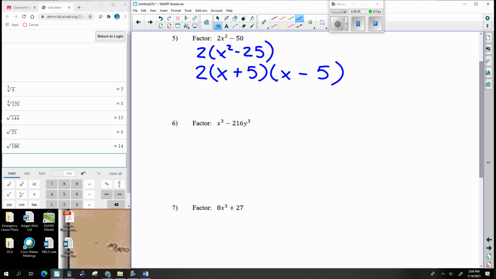Okay, next one, number 6. I'm assuming that this is going to be cubes. I'm not exactly sure what the cube root of 216 is. I could use my factoring sheet, or I could use my calculator. What's the cube root of 216? And that answer is 6. All right, so cubes, I cube root everything. So that's an x, that's a 6, and a y.